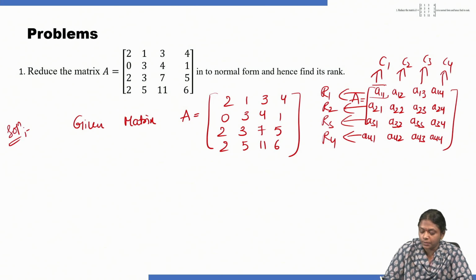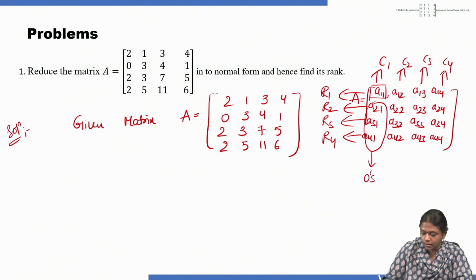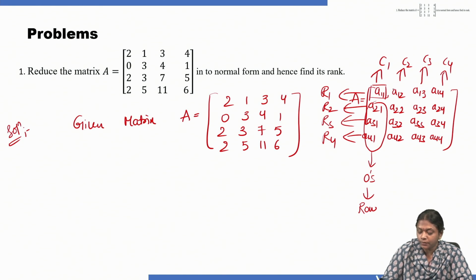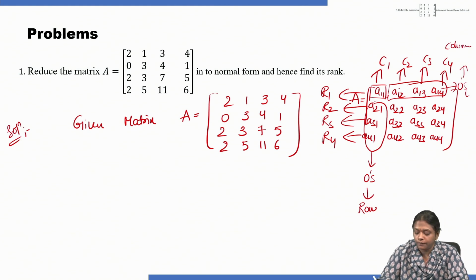The first step: using the R1 element, I need to make all the elements below it equal to zero with the help of row operations. Similarly, with the help of C1, I need to make C2, C3, C4 elements all equal to zero by using column transformations. So with the help of this a11 element, I make all the elements below it zero with only row operations. Immediately, with the help of this C1 element, I make C2, C3, C4 all zeros with the help of column transformations.